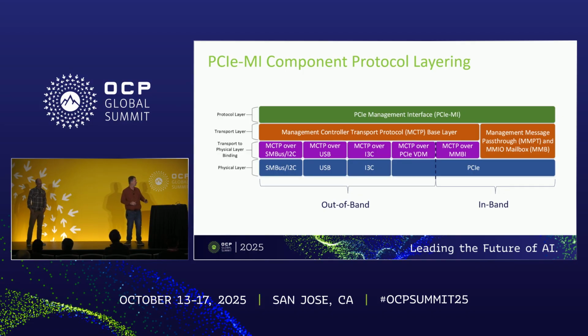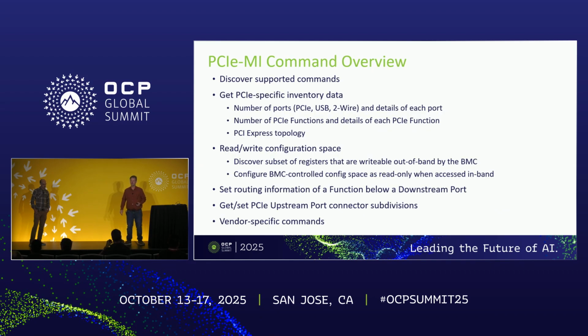This is just a quick example out of the PMCI white paper, showing how all the different protocols stack up in PMCI. PCIe MI is just a traditional application layer that sits on top of all of the existing work in MCTP. So it sits on top of MCTP, and therefore it can leverage all the different bindings. It can work through traditional out-of-band interfaces, and also through the traditional in-band interfaces.